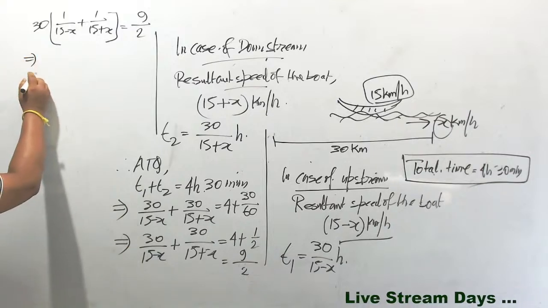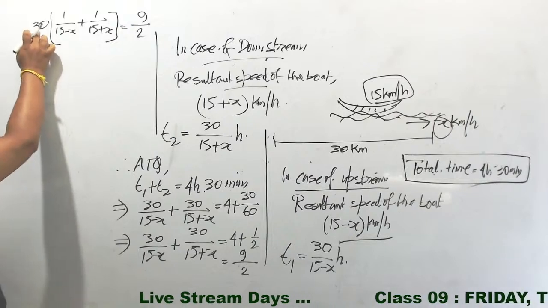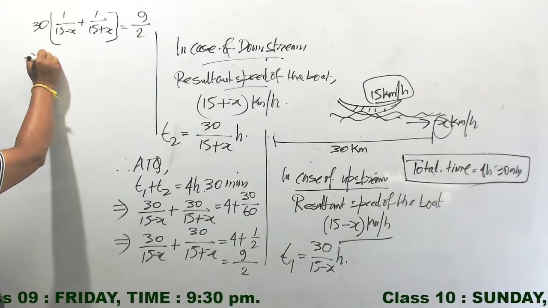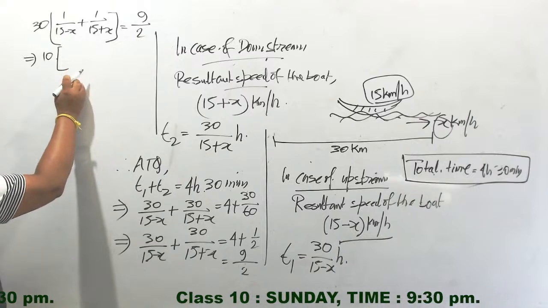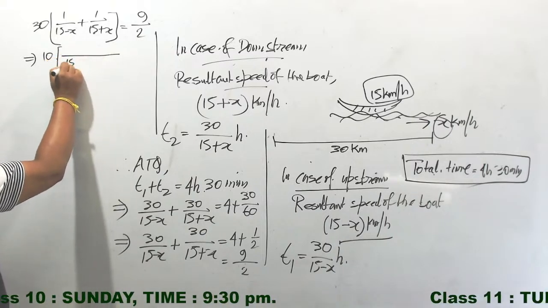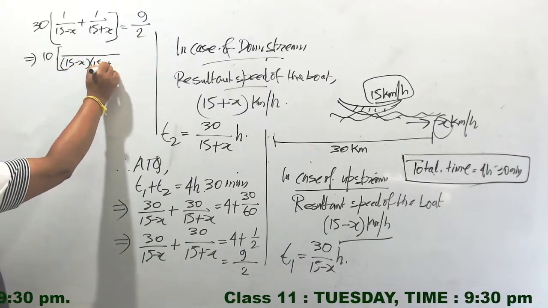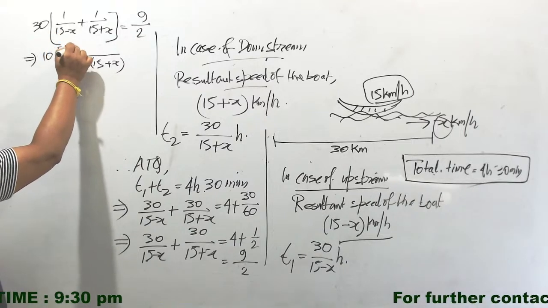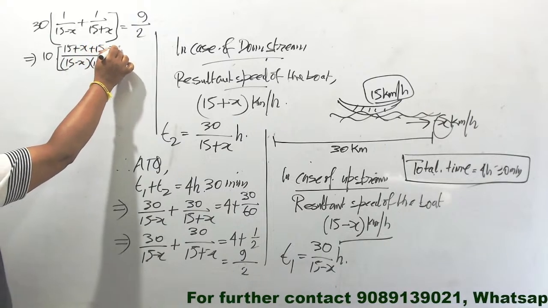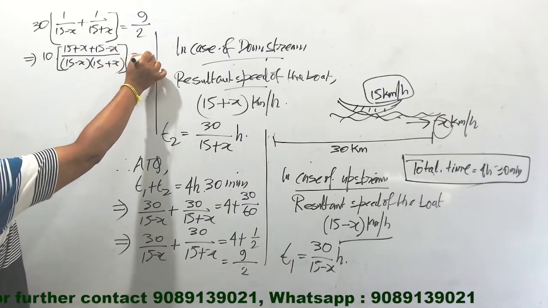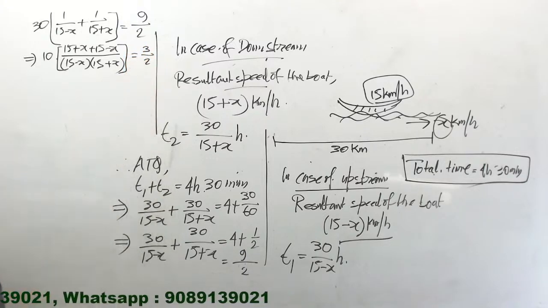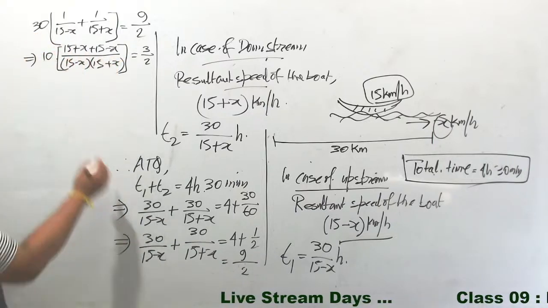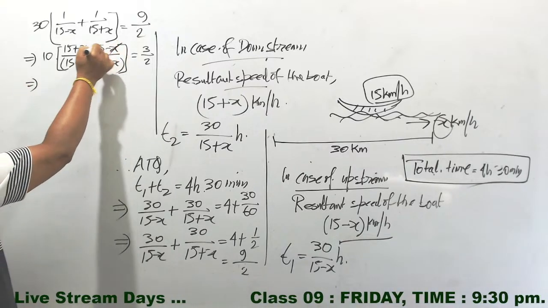This implies what? Divide by 3. That is 10 into, simplify. What will be the LCM? 15 minus x, 15 plus x. 15 minus x, that is 15 plus x plus 15 minus x. Understood? Simple is equal to 3 by 2. Why 3 here? Because you are dividing both sides by 3. 3 times 10 is 30, 3 times 3 is 9. Okay. This implies, here see x cancel.